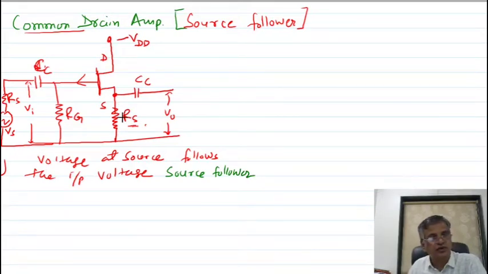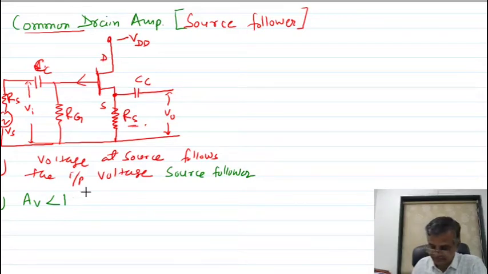Why is this circuit called a source follower? The reason is that this output voltage always follows the input voltage. Due to this reason, the source follows the input, and this is called a source follower. Second, voltage gain is always less than 1. We will show this in the analysis.